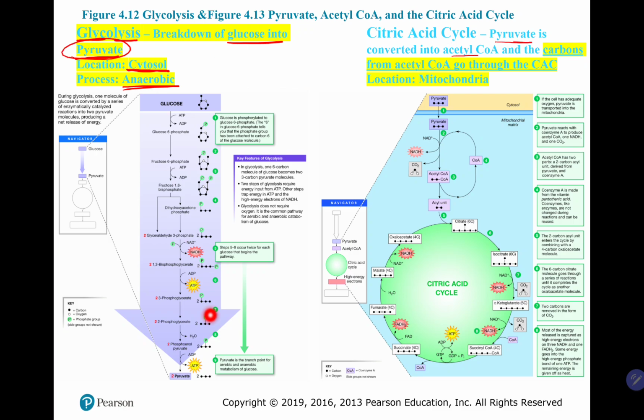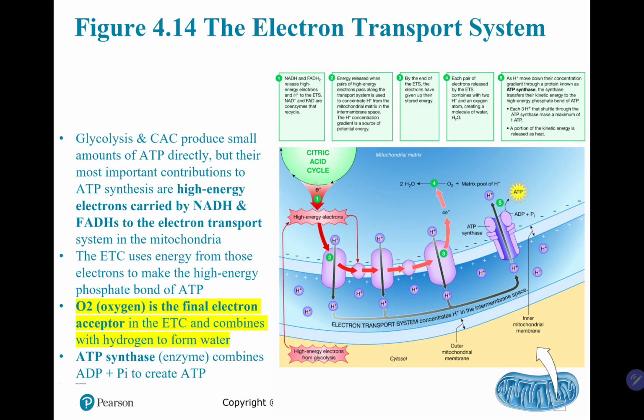then gets converted into acetyl-CoA, and it's the carbons from the acetyl-CoA that go into the citric acid cycle. Remember that. And so the citric acid cycle is going to occur in the mitochondria. Okay, in the citric acid cycle, we're going to be creating a lot of these FADH and these NADH molecules. Why? Because these are electron carriers.